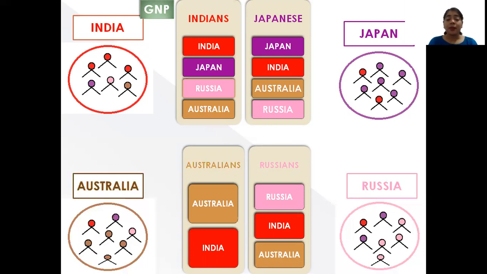So, here we also know one thing that GDP and GNP both are essential for a country because it helps us to analyze a country's economic performance.